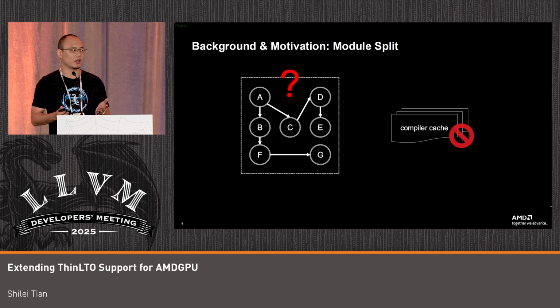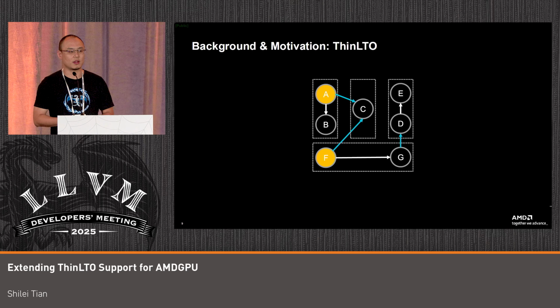ThinLTO can be a quite promising solution here. However, it cannot work out of the box for AMD GPU. So I'm going to use this example to demonstrate the reason. We have a couple of boxes here. They represent translation units. We have some white arrows representing function calls within a translation unit, and blue arrows representing external function calls. We have some yellow circles representing the kernel functions, which serve as the entry points of a GPU program, and the red circles are just the regular device functions.